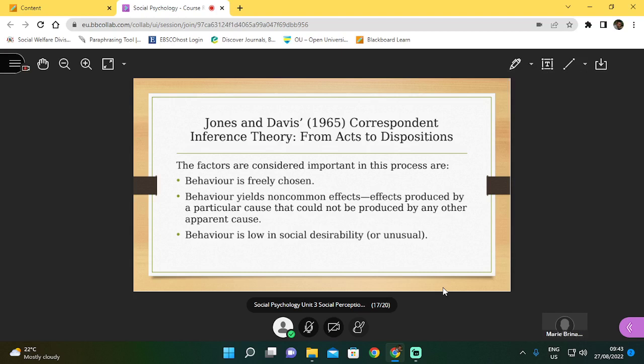Quand Jones and Davis se correspondent influence theory, comment ils essaient de comprendre la nature humaine, comment ils essaient de comprendre people, they pay particular attention to intentional behavior. Okay? They help us to understand the process of making an internal attribution. Jones and Davis expliquent comment, je te rappelle que tu causes Heider, soit un internal attribution, soit il fait un external attribution. You remember this, right?